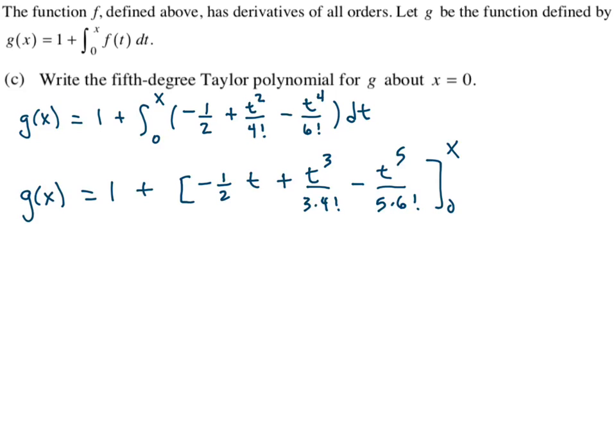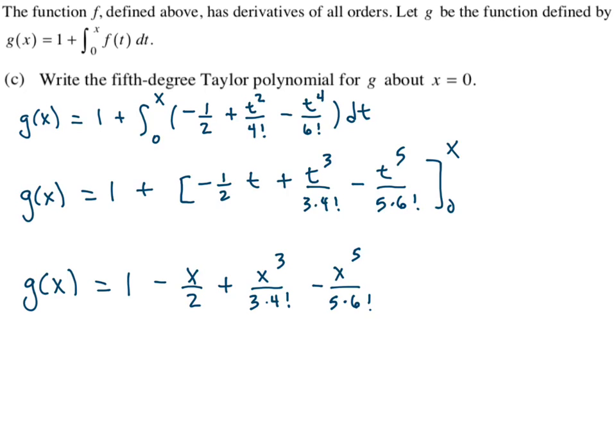So if I plug in the upper bound x minus plug in the lower bound 0, I get 1 minus x over 2 plus x to the 3rd over 3 times 4 factorial, and then minus that 5th power. It's essentially that inside piece, but the x gets replaced on the inside. So that would be my function, my 5th power Taylor polynomial about x equals 0 to the 5th degree.